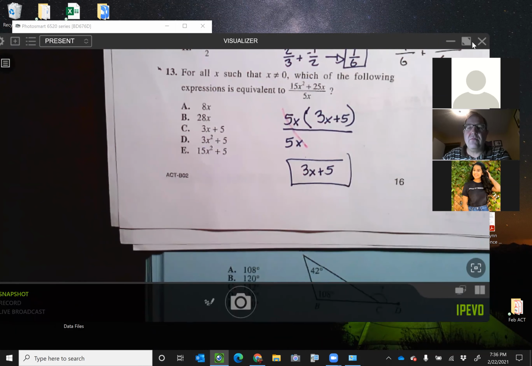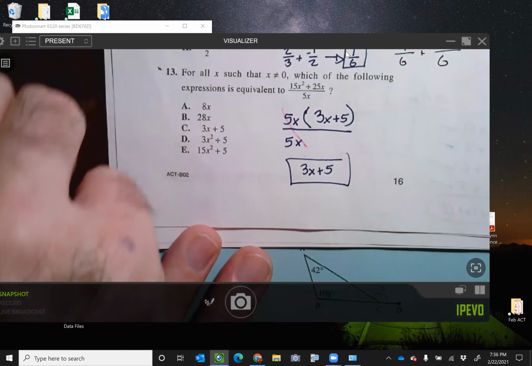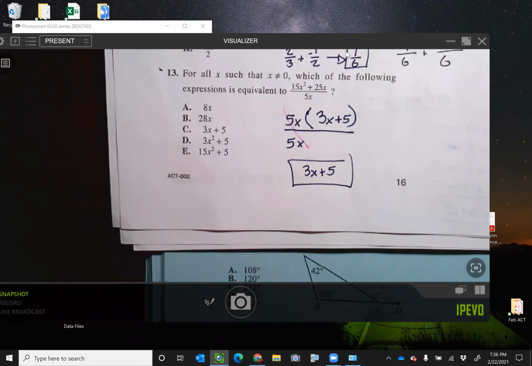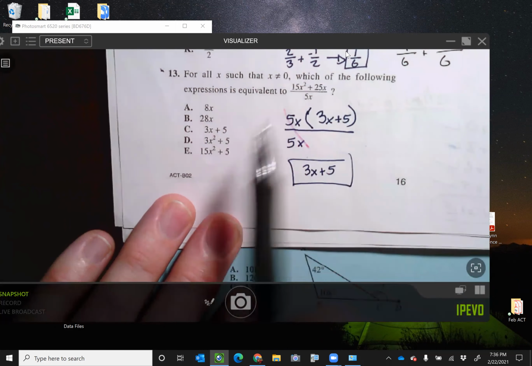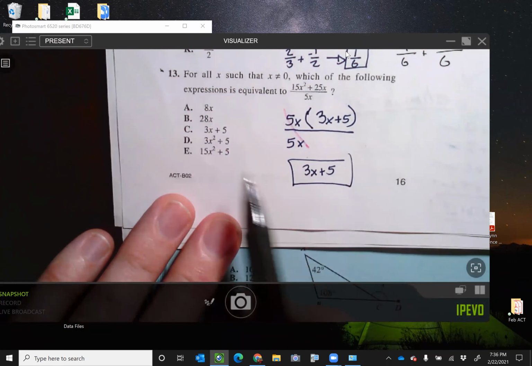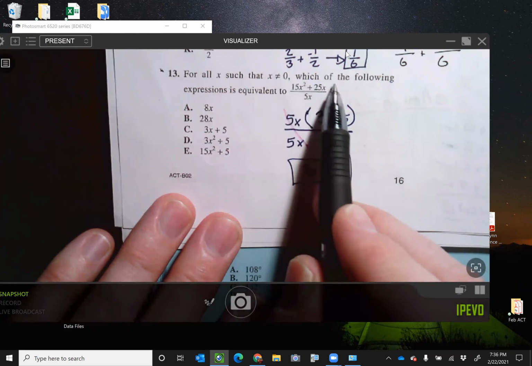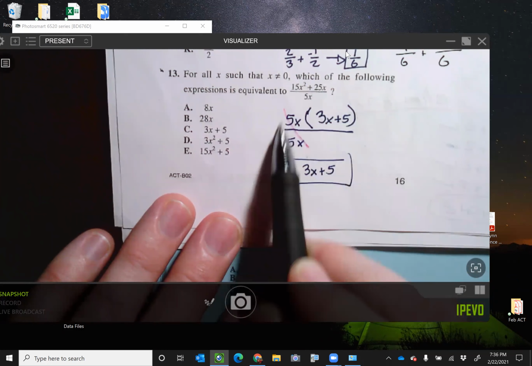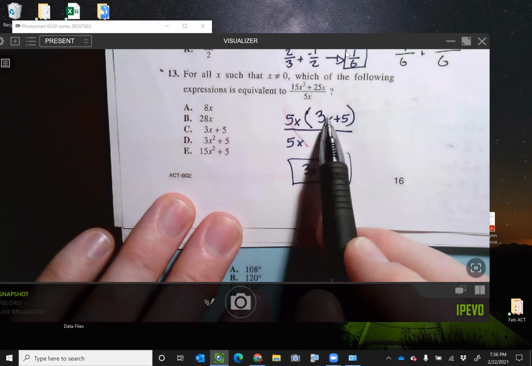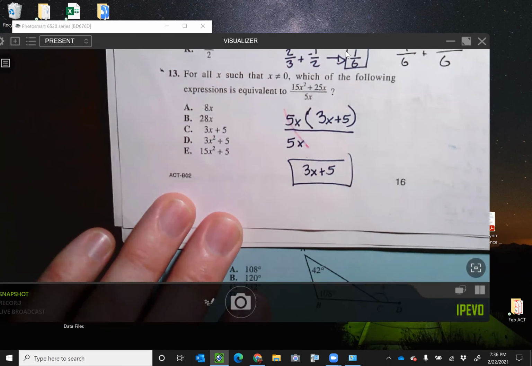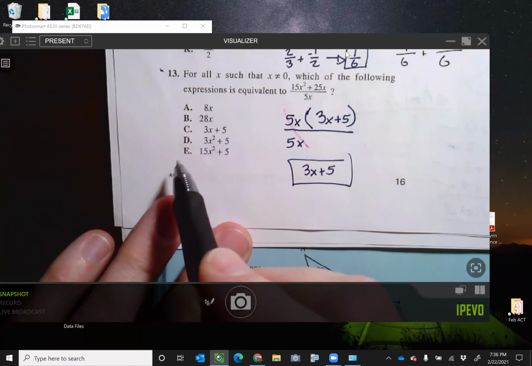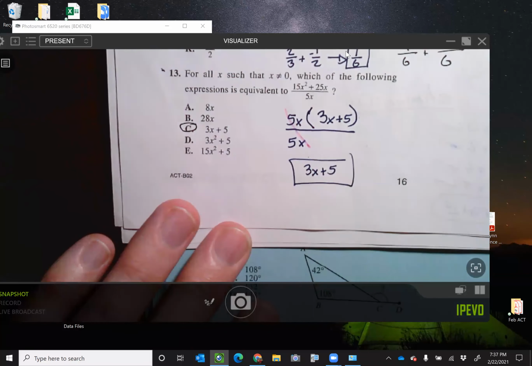Okay, thank you. So here was 13. When I look at the answers, there's no fraction, whereas in the problem there is. That clues me in that the 5x must cancel out. So if I try factoring a 5x out of the numerator, this is what I would have. Remember, when you multiply, you add the powers, so x times x would be x squared. And then when the 5x's cancel, we get 3x plus 5, which is letter C.